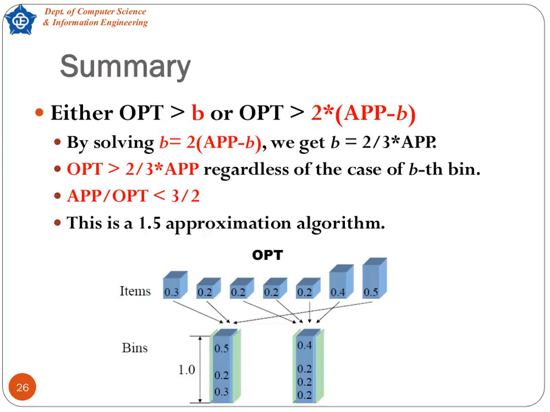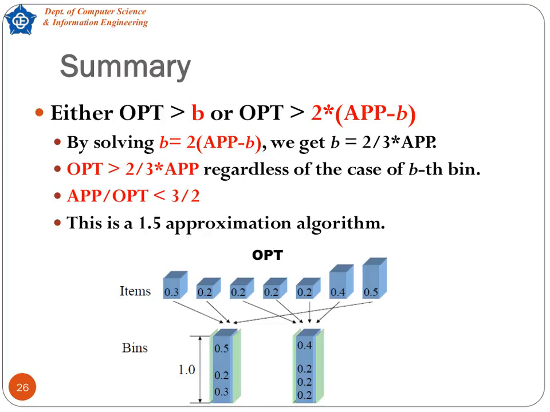All right, building on our previous discussion, this slide consolidates the key findings from our analysis. Let's revisit the 2 essential conditions we established for the optimal solution, OPT. Either OPT must be greater than B, or OPT must be greater than 2 times the approximate solution minus B. By setting these 2 conditions equal, specifically solving the equation where B equals 2 times APP minus B, which, as we saw on the previous slide, represents their intersection point, we arrive at a crucial derivation. B is equal to 2/3 of the approximate solution, APP.